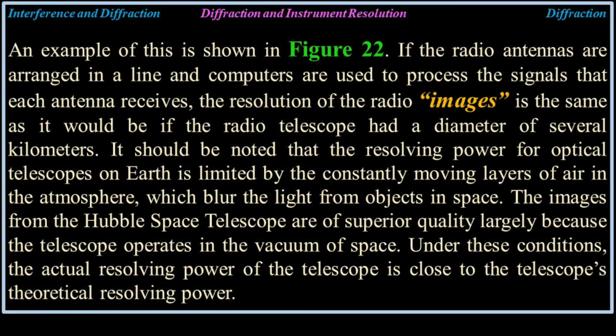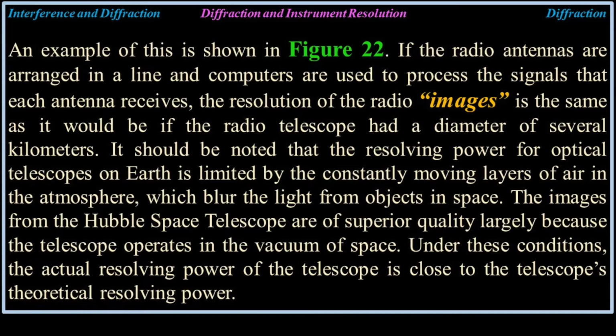An example of this is shown in figure 22. If the radio antennas are arranged in a line and computers are used to process the signals that each antenna receives, the resolution of the radio images is the same as it would be if the radio telescopes had a diameter of several kilometers.